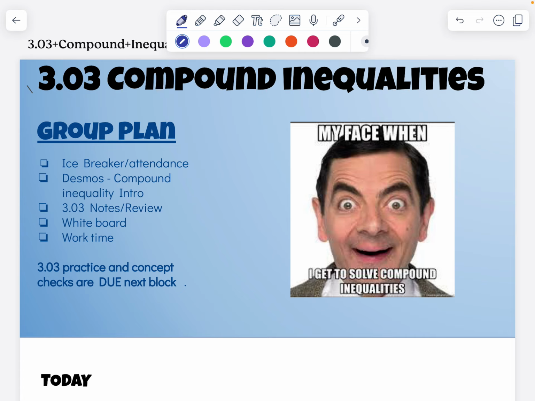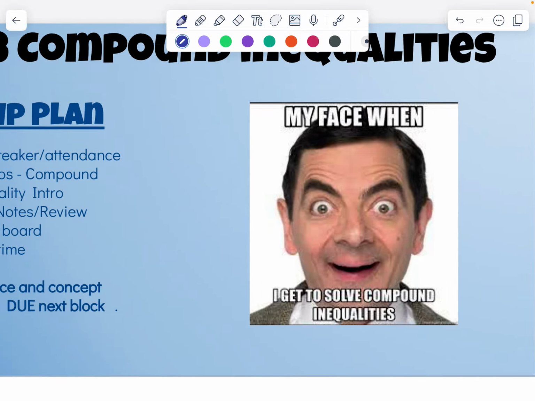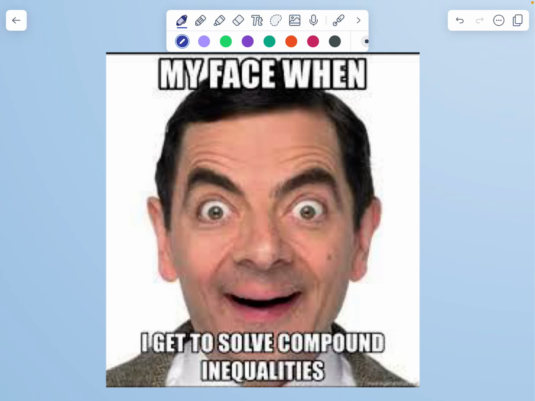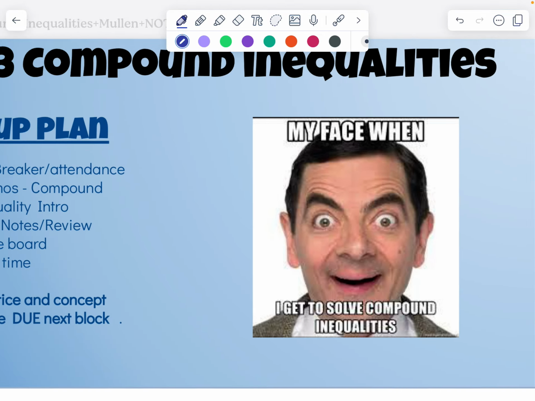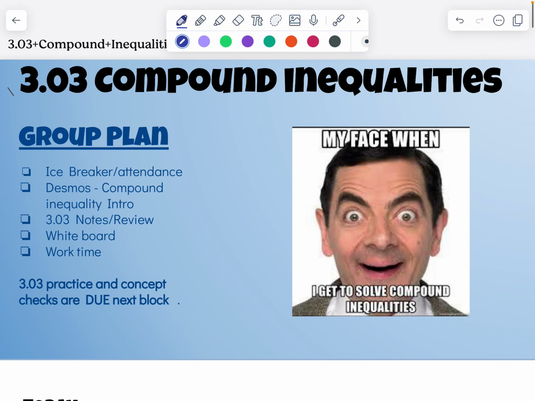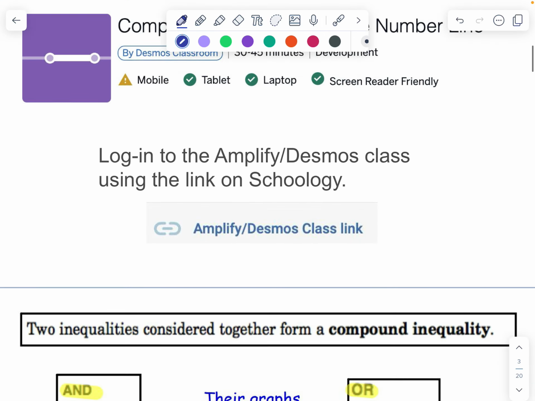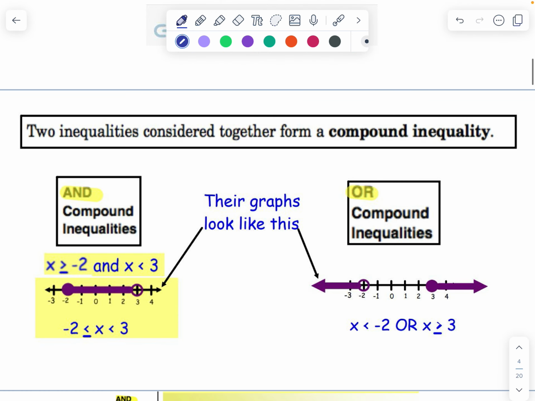Today we're talking compound inequalities. Questionable meme here, I suppose, but hopefully you get excited to do compound inequalities because they are quite interesting. I'm going to go right into the meat of the notes here. When we link two inequalities together, we call them a compound inequality.